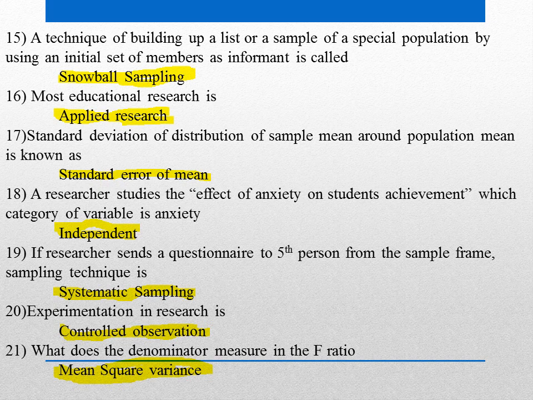Next, if researcher sends a questionnaire to every fifth person from the sample frame, sampling technique is systematic sampling. Next, experimentation in research is controlled observation. Next, what does the denominator measure in the F ratio? Mean square variance.